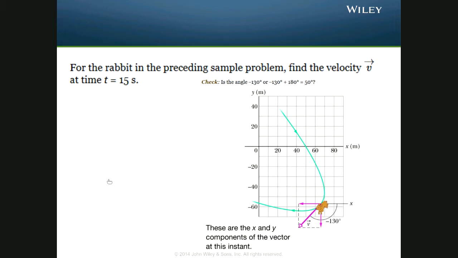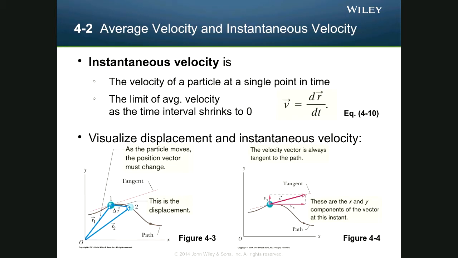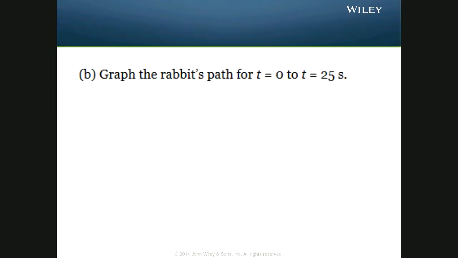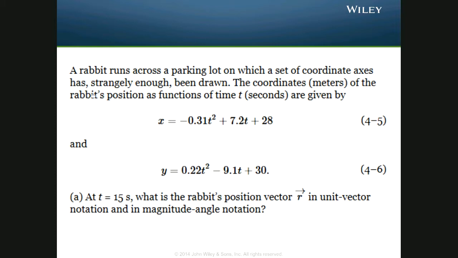Let me get through this one example. I just want to show you where to start. So we want to go back to the beginning with the rabbit. If we're going to find its velocity at 15 seconds, the first thing we have to do is take these derivatives. So when we do that, Vx will be equal to the derivative of the first term, which is minus 0.62t plus 7.2. And then here we'll have 0.44t minus 9.1.